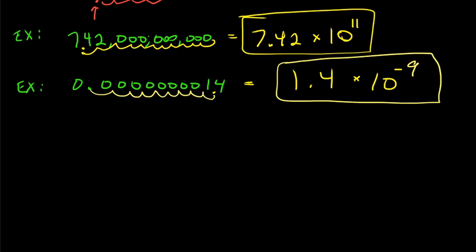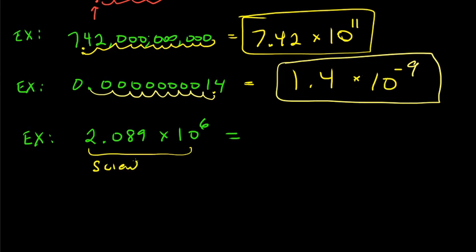Right. And of course we can go the other way. Suppose we have a number in scientific notation, 2.089 times 10 to the 6, right? What would that number be in standard notation? So we're going from scientific to standard.